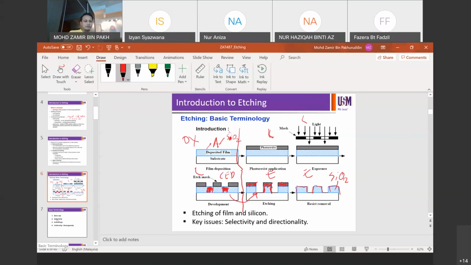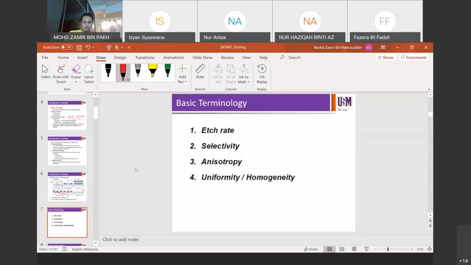So that's how it looks for you to etch your oxide, for example. There are some terminologies that you have to be familiar with when you talk about the etching process. The first one is etch rate, just like what I've explained just now. Etch rate is basically the removal rate of the material in a specific direction or in all directions, depending on whether you're talking about isotropicity or anisotropicity of the etching process.